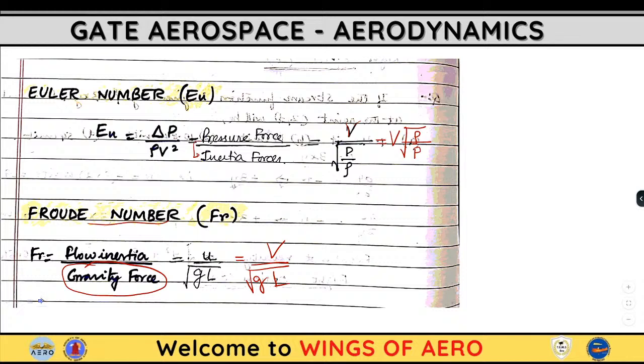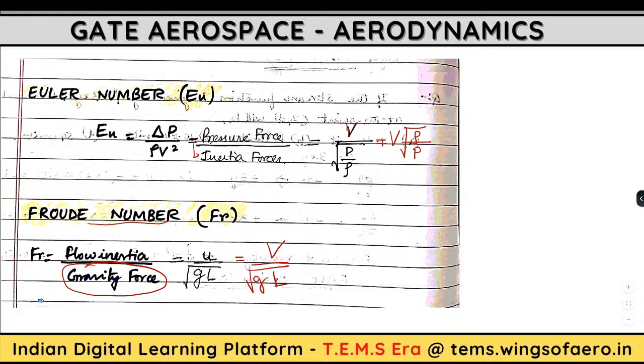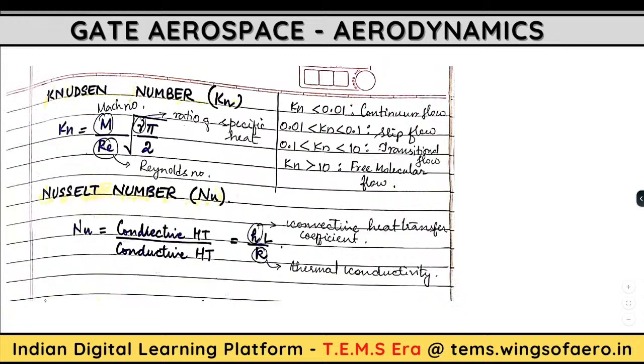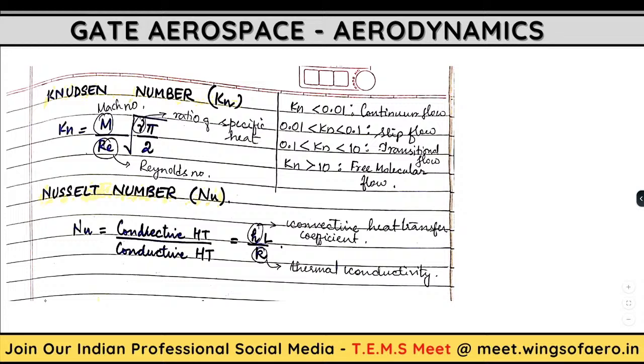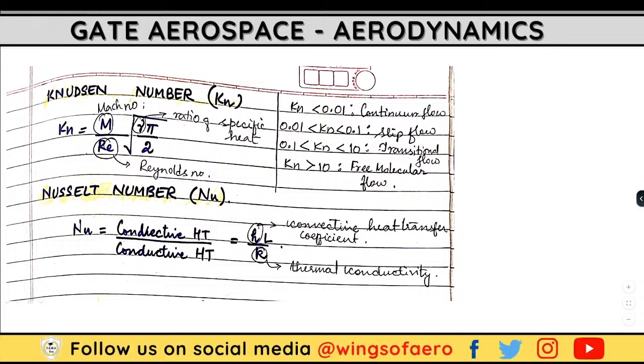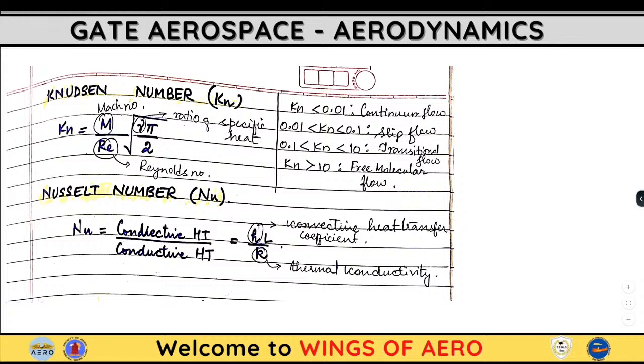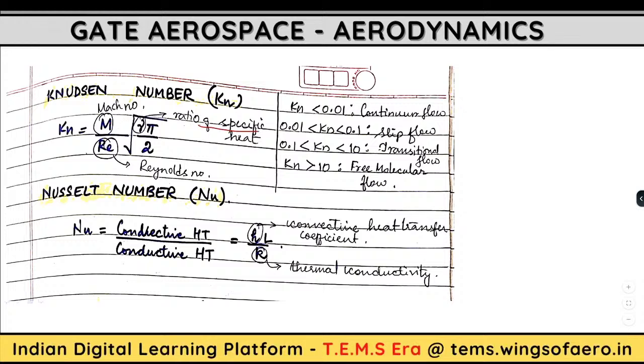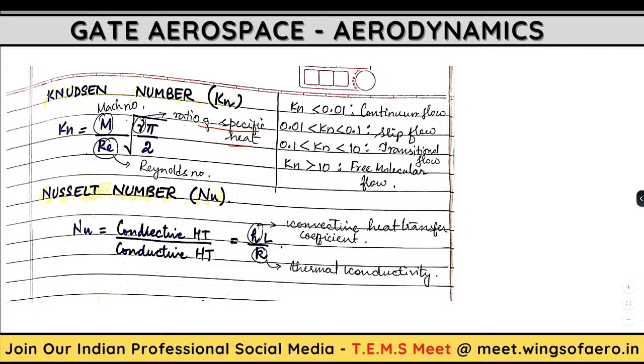Next is the Tsien number. Tsien number is a very unique number. It depends on how the flow pattern takes place under the effect of heating. Mostly we don't study this number in our academics, but it plays a very important role. It is a ratio involving the Mach number versus the Reynolds number, with respect to the ratio of specific heats. Please do remember the formula.